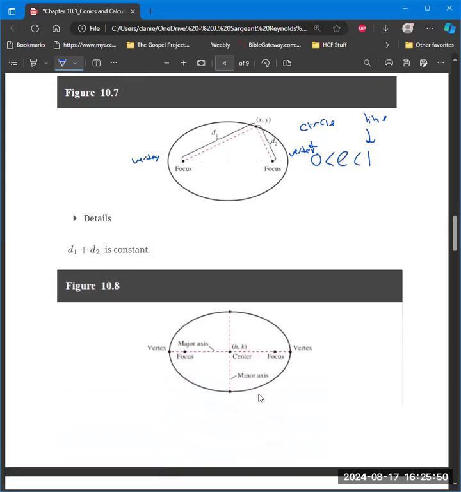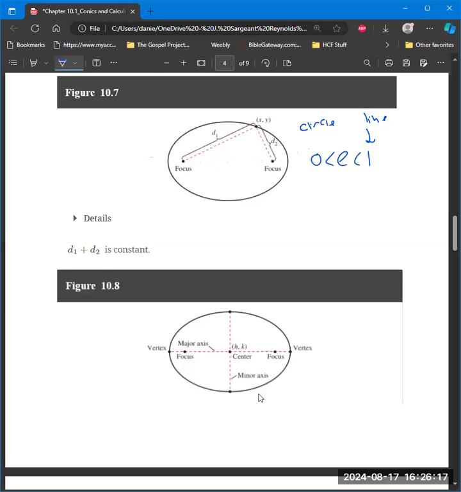So there are the foci. The vertices are on the boundary, on that line that goes through the center and the foci. And then they're all on the same chord right here. Vertices, foci, and center all lie on that chord called the major axis. And then there's one perpendicular to that that goes through the center, called the minor axis.